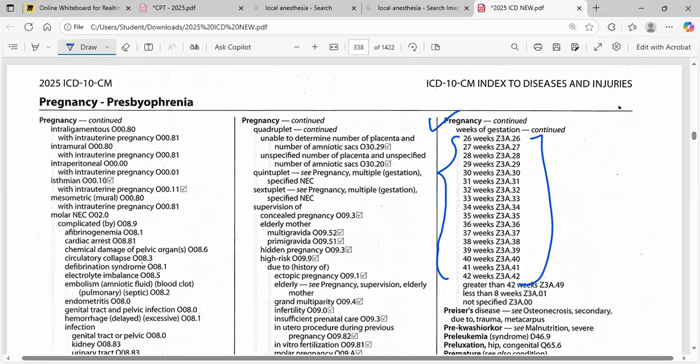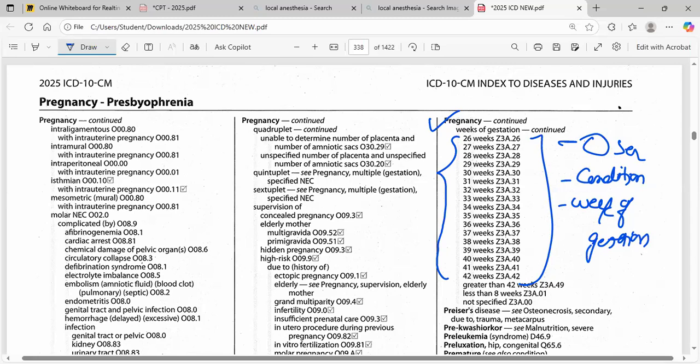So whenever there is a pregnant lady, first you have to code the O series, followed by the condition. To find the condition code, you have to refer to the condition directly in the index. To find the O series, you have to refer to pregnancy in the index. Then your last code will be the week of gestation. Clear till now? Any doubts? Any questions?